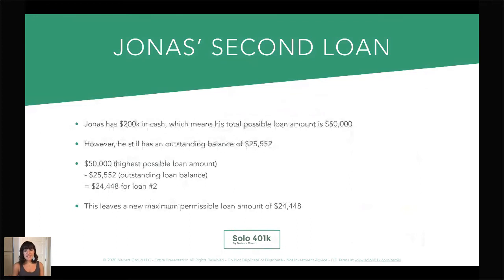So remember, he can take $50,000 because he has that $200,000 in cash. But he needs to calculate how much he can take out for loan 2. So he takes the highest possible loan amount, which is $50,000, minus that outstanding loan balance. So now for his second loan, he can take $24,448.